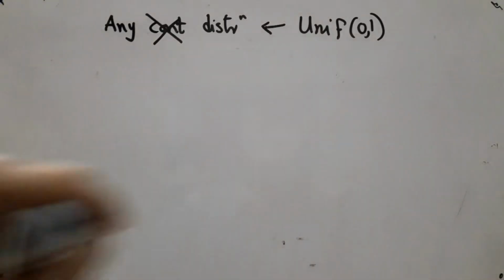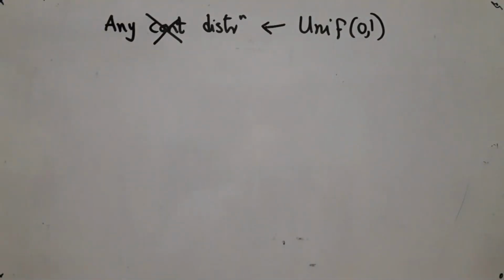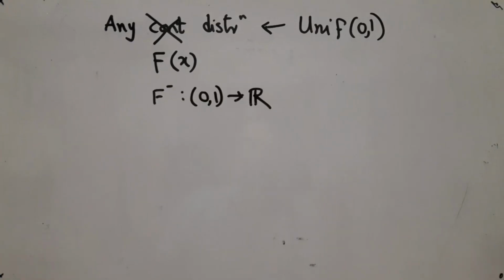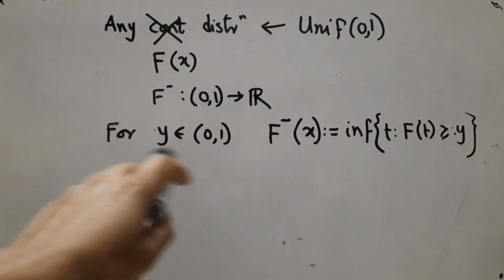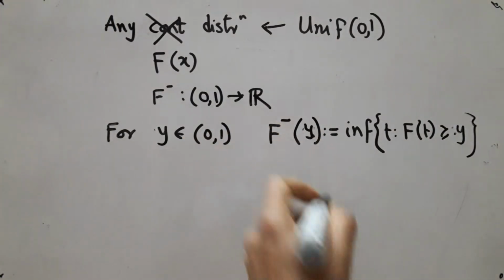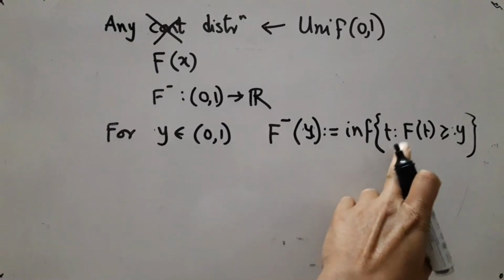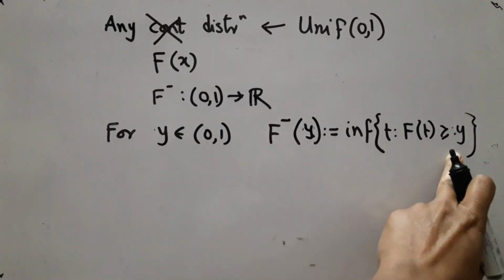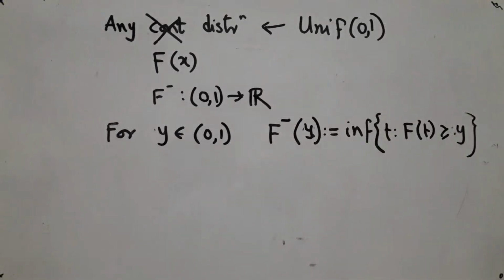Suppose that the distribution that we want to arrive at is specified by its CDF, capital F_X. Then we shall first define a kind of inverse of this capital F_X and call it F^-, from open (0, 1) to R. It is defined as, for any y in open (0, 1), F^-(y) is defined as: consider all t such that F(t) is greater than or equal to y, take the infimum of that.